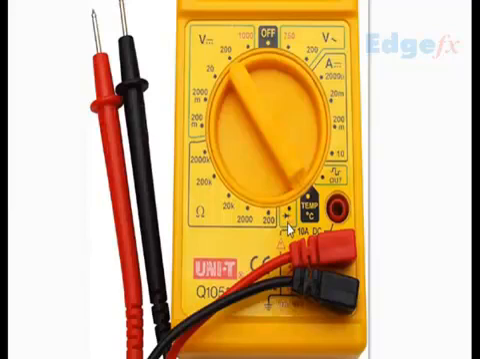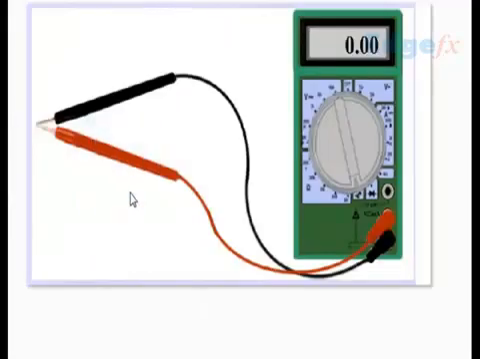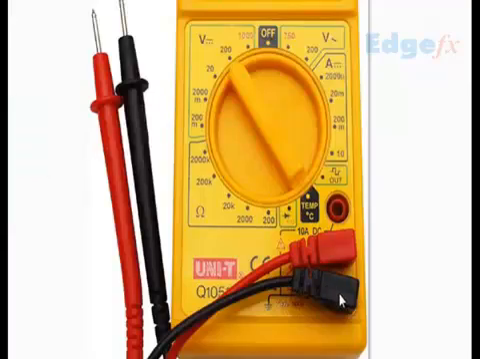The continuity test is very frequently used by engineers for verification. We put it in the continuity mode, and when we touch these two points, the buzzer sounds. So that is the basic functioning of a multimeter that we have seen, and we'll be using it very frequently.